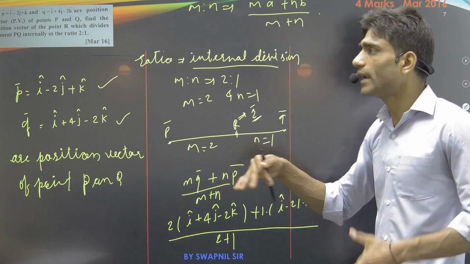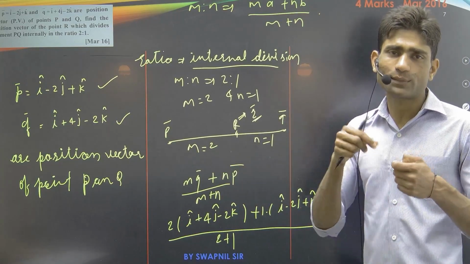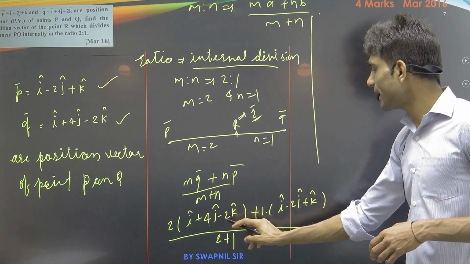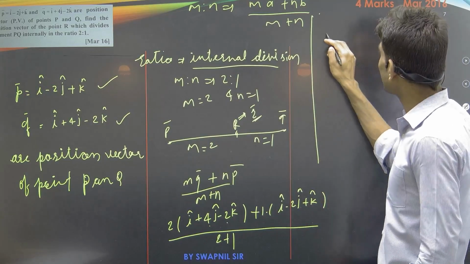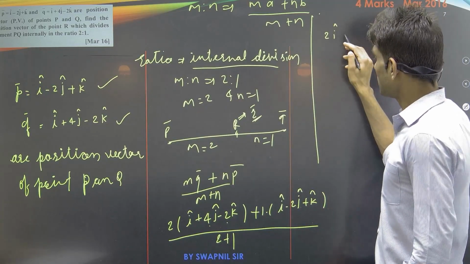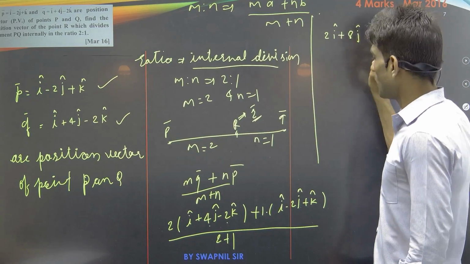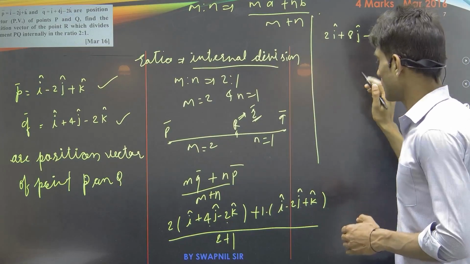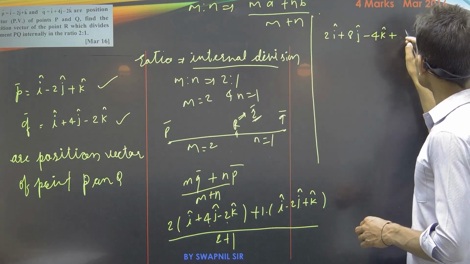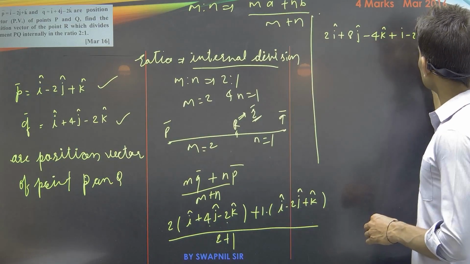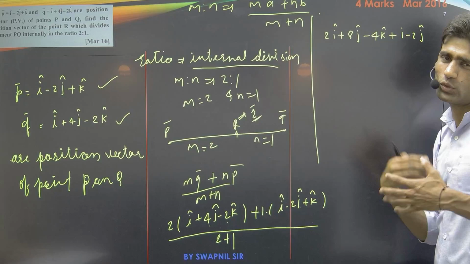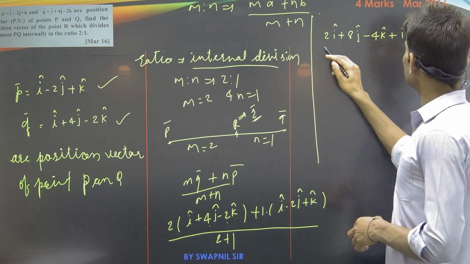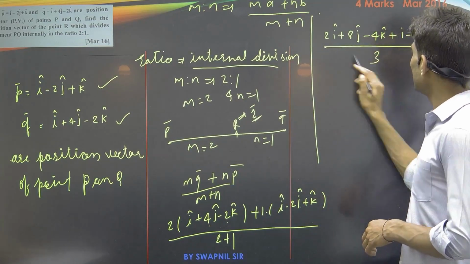So let's move on to finding the position vector. Multiply 2 into the bracket, and at the end do the addition and subtraction of similar variables. So 2 into i cap plus 8 into j cap minus 4 into k cap, plus i cap minus 2 j cap plus k cap. As 1 multiplied by a position vector, the position vector remains itself. This is our numerator, upon 2 plus 1, which is 3.